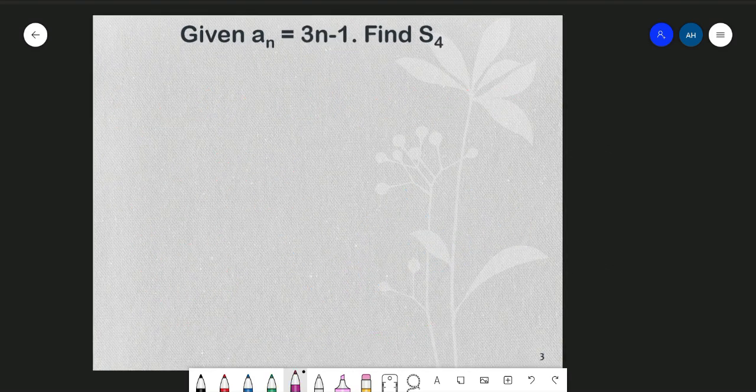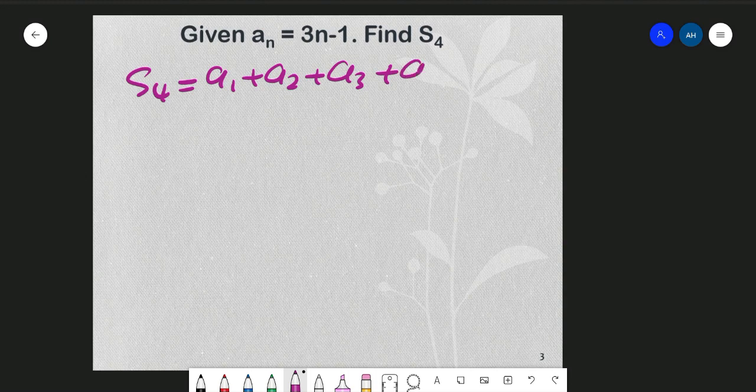Here we are given the nth term of a sequence, that is an equals 3n minus 1. And the problem is we want to find S4, that is the sum of the sequence up to term number 4. So we write it down as S4 is equal to A1 plus A2 plus A3 plus, and the last term that we want to add is A4. Because we want to find S4, we stop at A4.